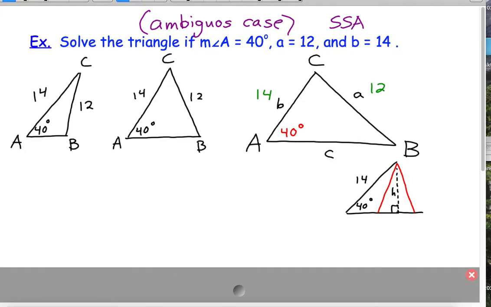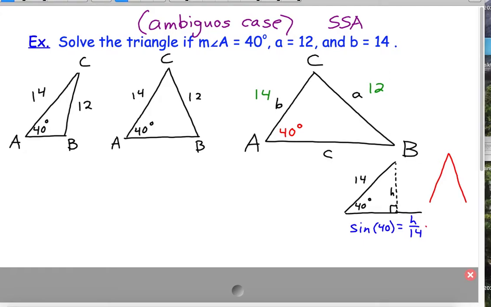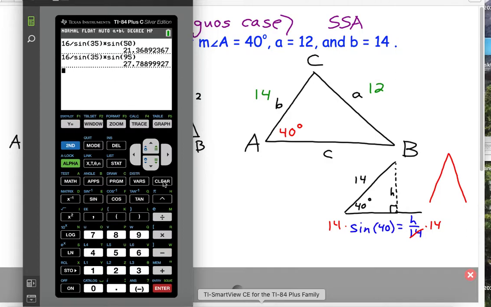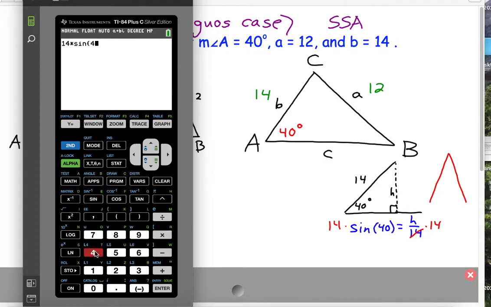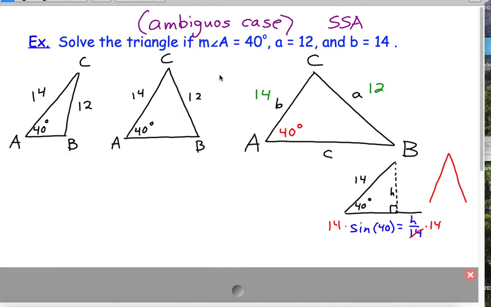Right there. I can figure out what that altitude would be using right triangle trig. So let me get these out of the way. And so let me calculate that. Let's do that in, how about blue? I know that the sine of 40 degrees is equal to H over 14. And if I multiply 14 to both sides here, I will get H. And so if I grab my calculator and I type in 14 times the sine of 40, almost 9, 8.999. So let me fill that in.